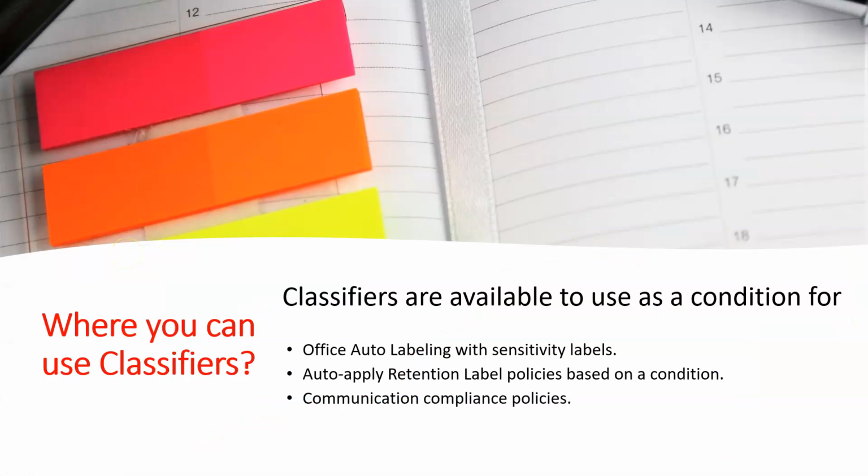Now let's talk about where we can use these classifiers. We should have some mechanism to use them. You can use these classifiers in Office auto labeling, with retention policies, or with the communication compliance policies you will be creating in the solution. This concludes this module, where we discussed what data classifiers are, what the different types of data classifiers are, and where we can use them.